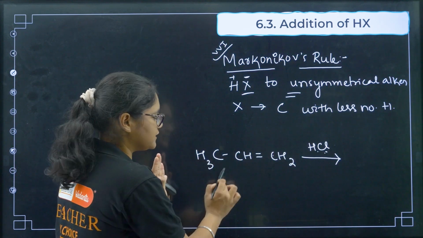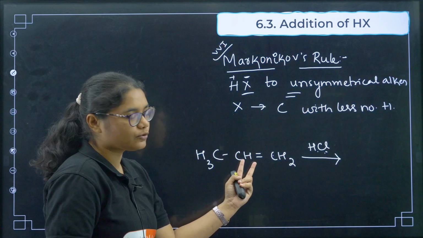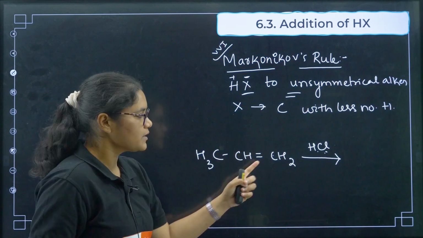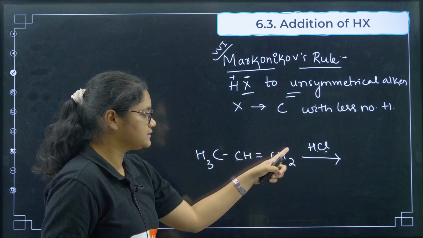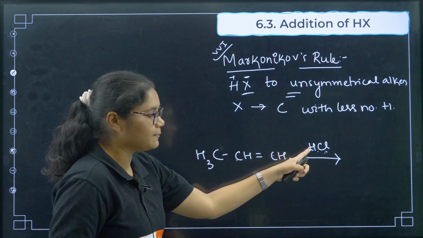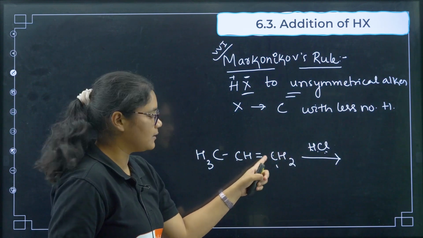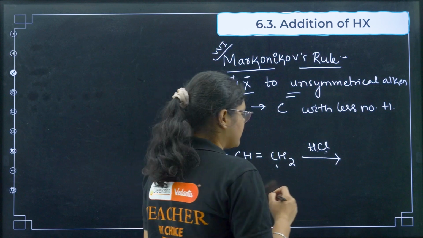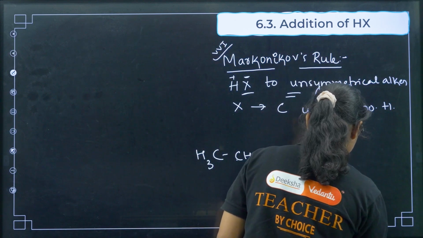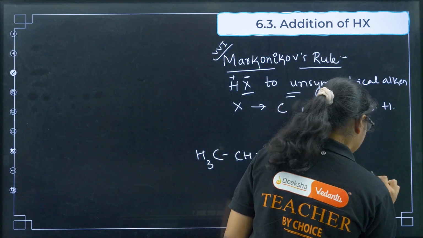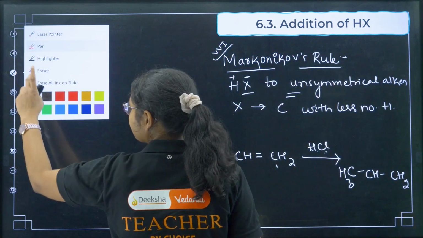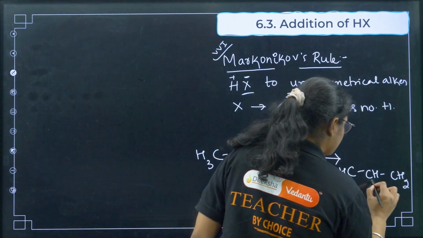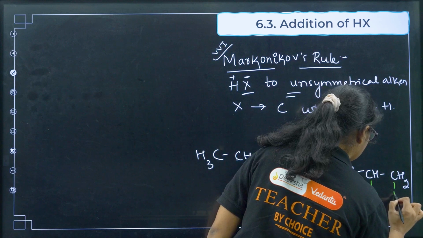We do not have to consider this carbon, okay? Only the 2 carbons involved in the double bond. So Cl will attach to the carbon having less number of hydrogens, that means Cl will attach here and the other part H will attach here and the double bond will break. So what will I get here? CH3, then I have CH, CH2, and here I will attach Cl and here I will attach H.